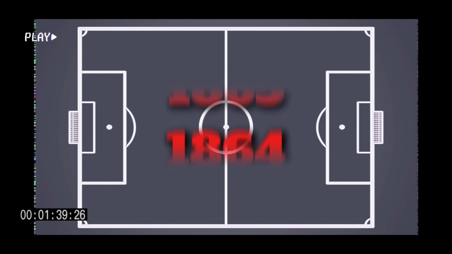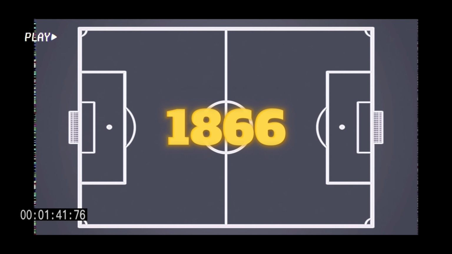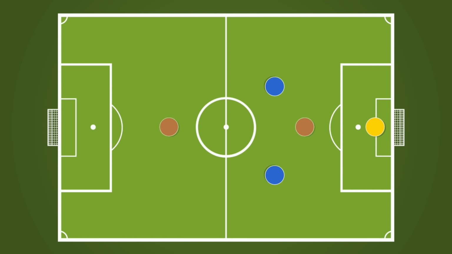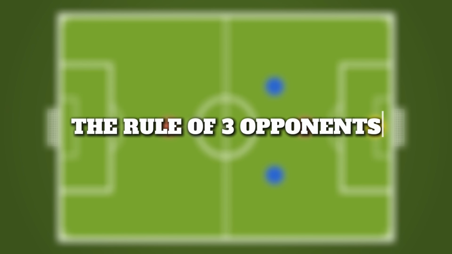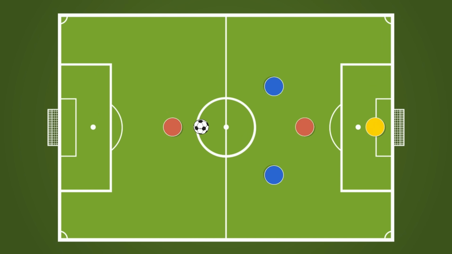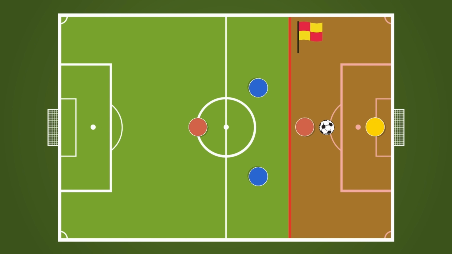If we move forward just 3 years to 1866, we'll leave behind the tedious era of rugby football and enter our second phase. This is where one of the big changes happened. Moving on to what is known as the rule of 3 opponents. It stated that a player would be offside if there were fewer than 3 opponents between him and the opposing goal, which is understood in practice as the goalkeeper and 2 defenders.